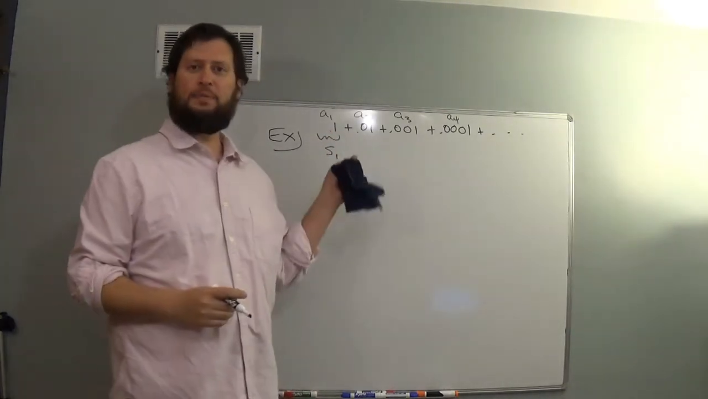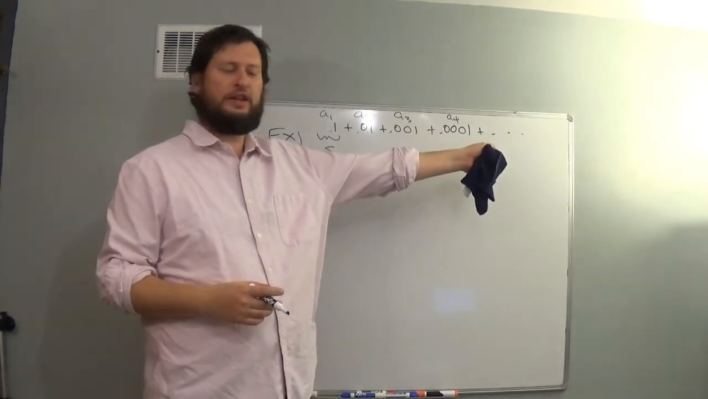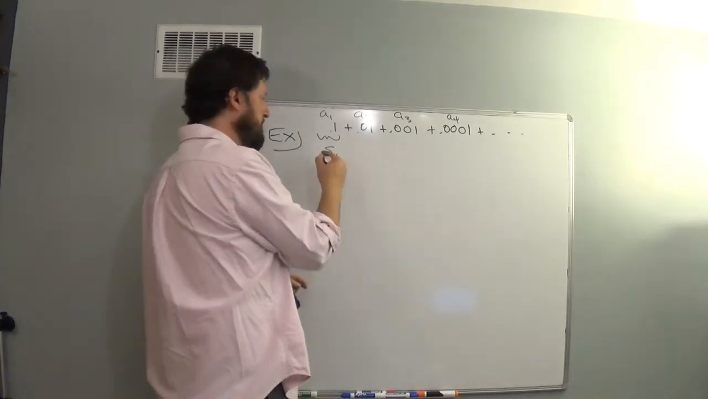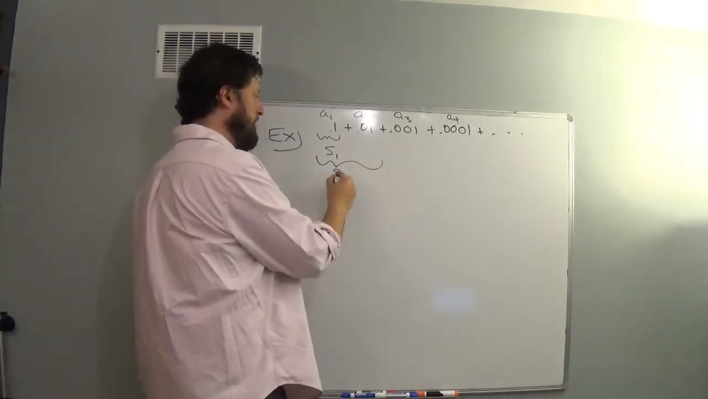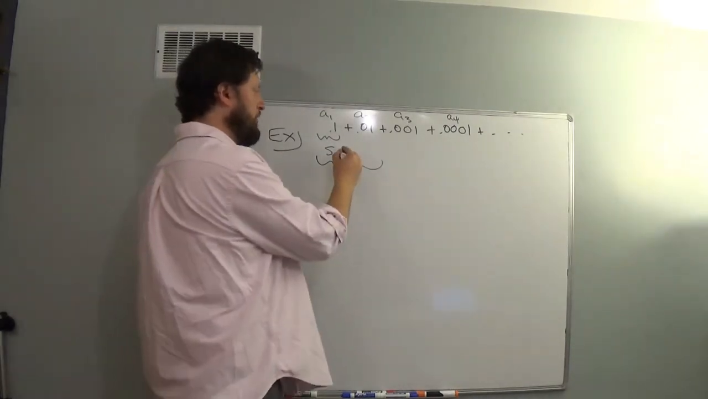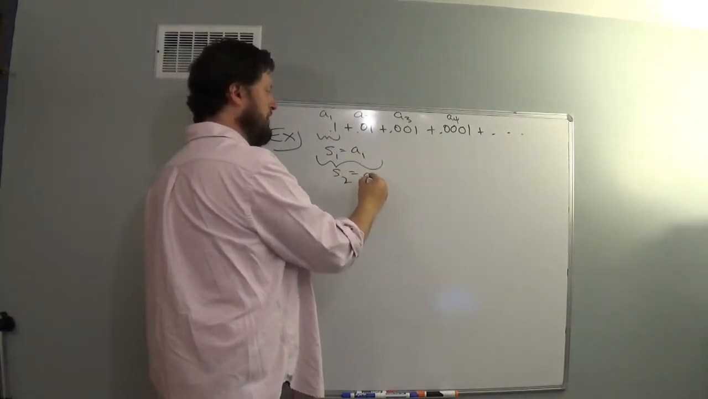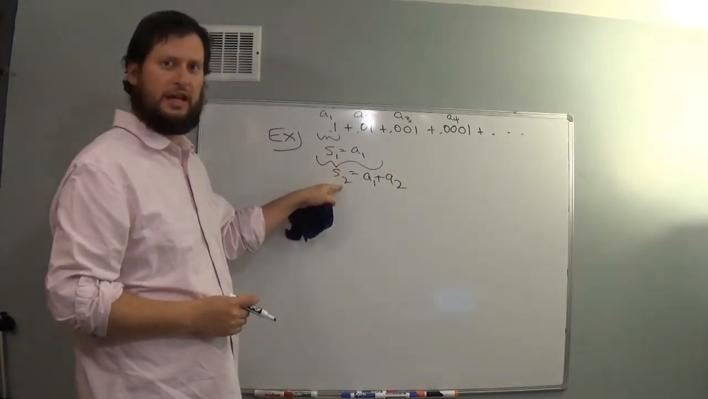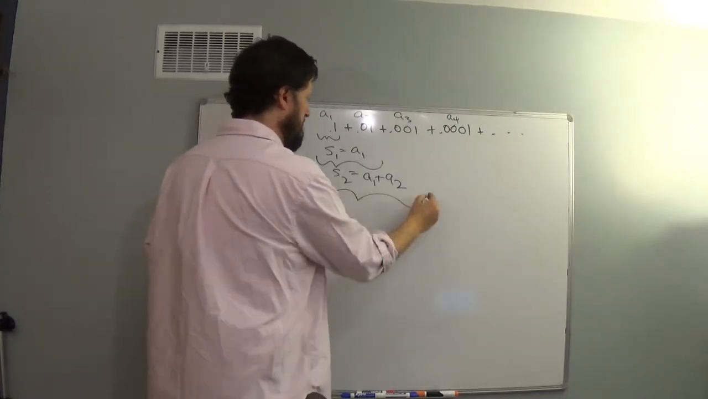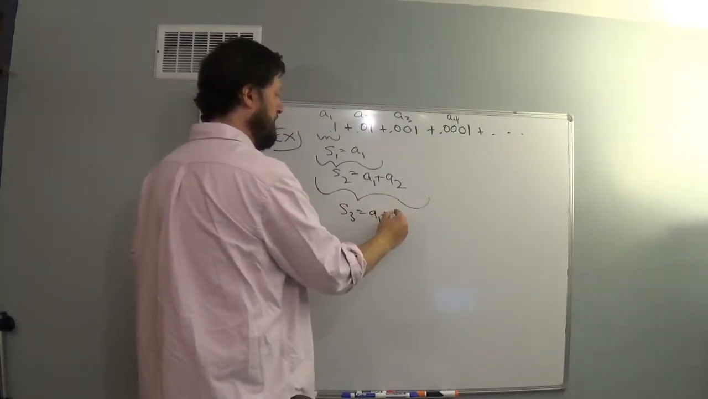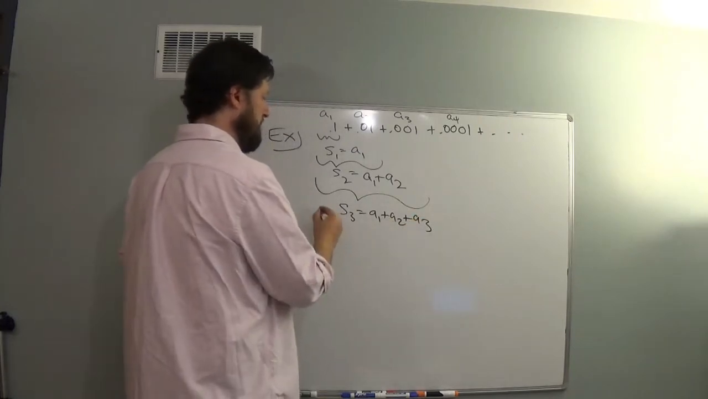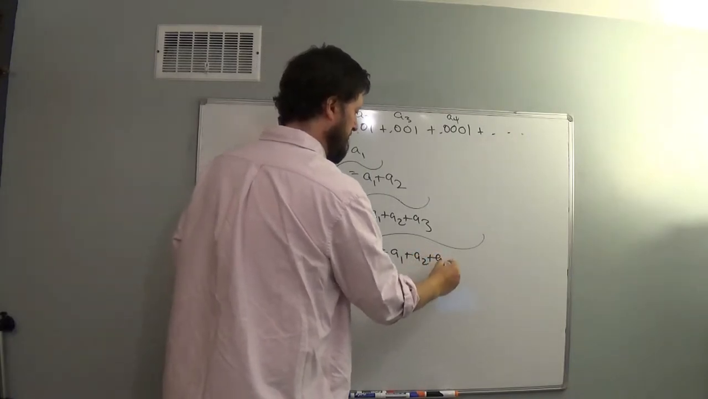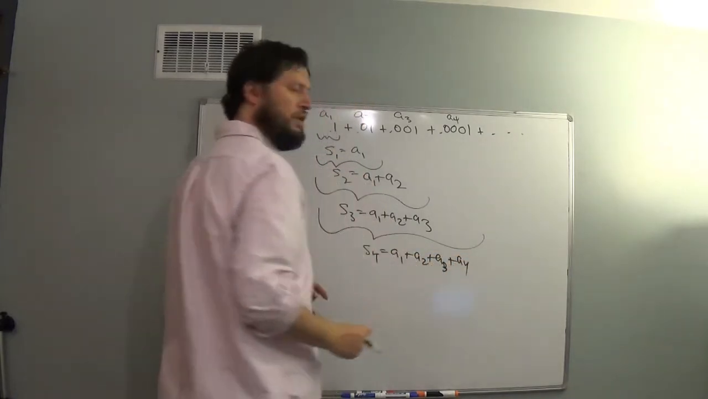Partial sums will add up the first set of terms in the sum. So S1 is just going to be the very first term. S2 will be the first two terms. So S1 is just A1. S2 is A1 plus A2. S for sum, this is the first partial sum. This is the second partial sum. S3 will be A1 plus A2 plus A3. S4 will be A1 plus A2 plus A3 plus A4. And so on and so on and so on.